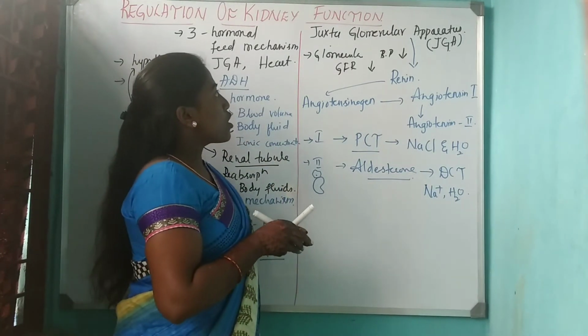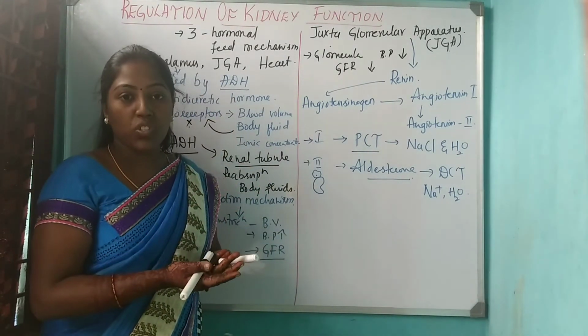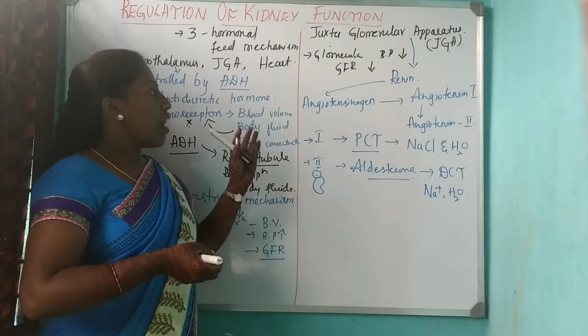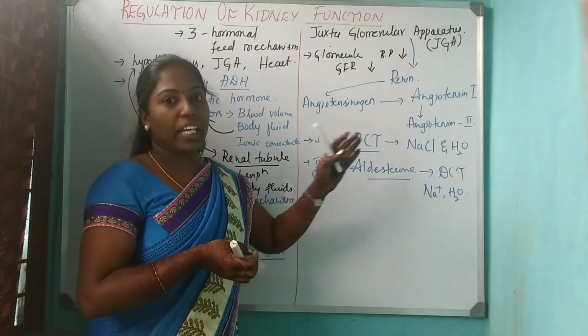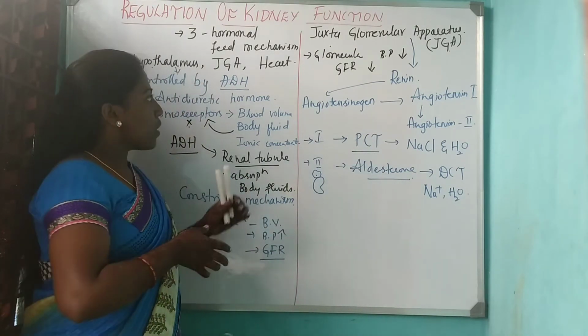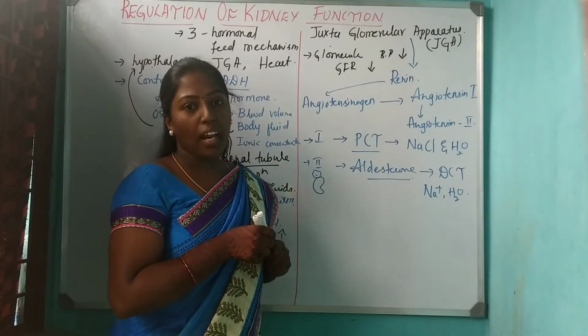So it is also called the renin, angiotensin, aldosterone mechanism. That is regarding the juxtaglomerular apparatus.